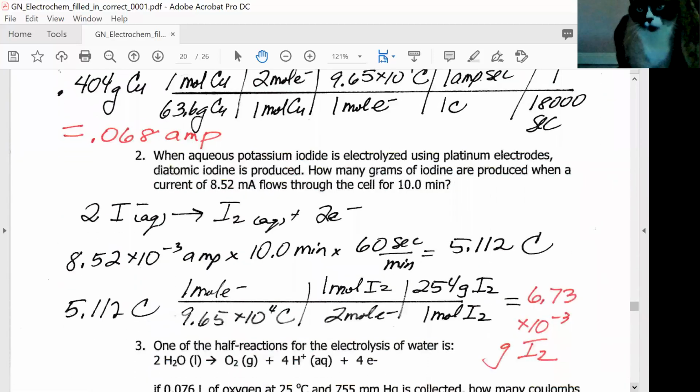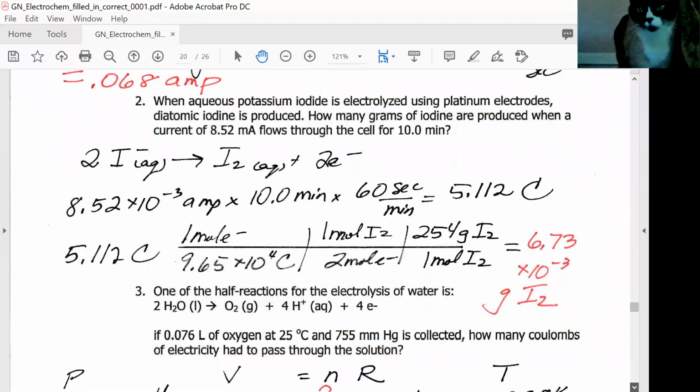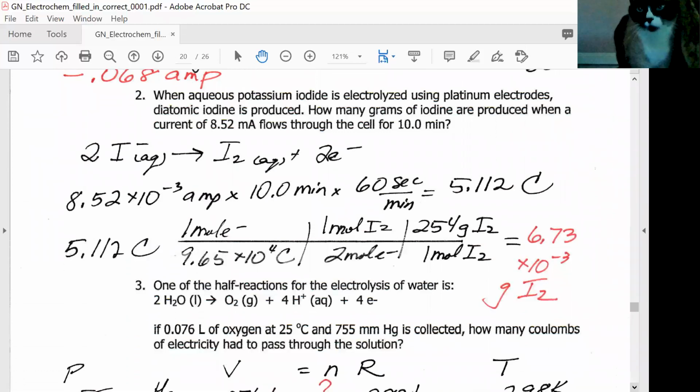This is asking, when aqueous potassium iodide is electrolyzed using platinum electrodes, diatomic iodine is produced. How many grams of iodine are produced when a current of 8.52 milliamps flows through the cell for 10 minutes? So here's our half reaction: 2 iodide goes to iodine plus 2 electrons.